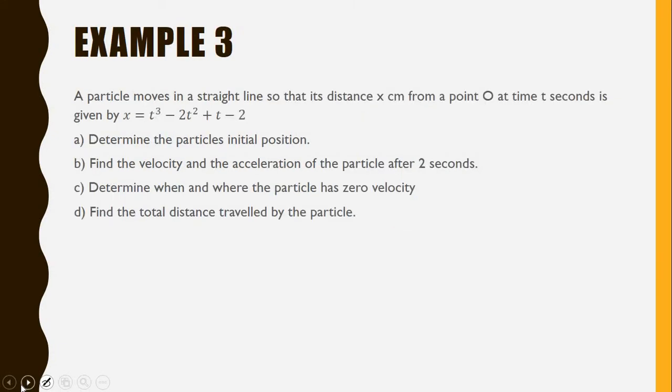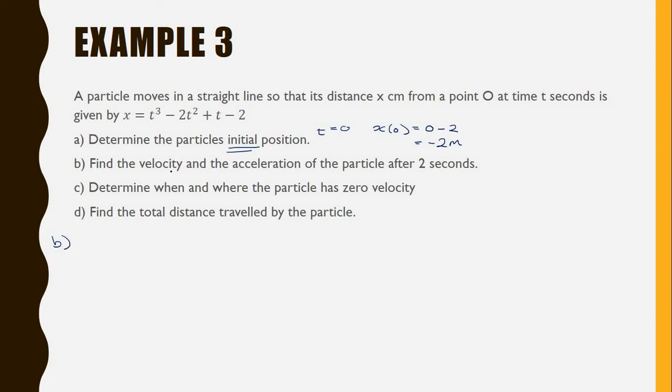Okay, a particle moves in a straight line so that its distance x centimetres from a point at time t seconds is given by this function here. We want to first of all determine the particle's initial position. So initial means where it is at the start, so that's when t equals 0. If I substitute 0 in, I will get 0 minus 0 plus 0 minus 2. So that means my particle starts 2 to the left.